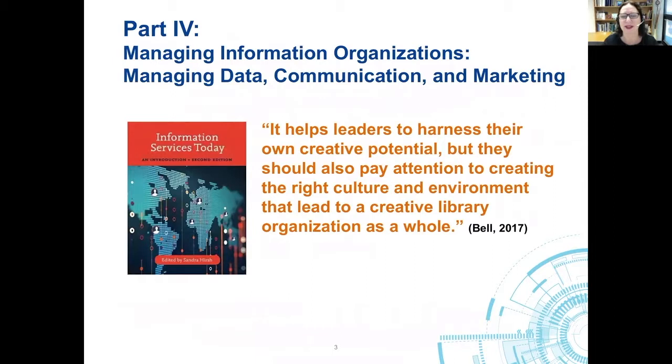Stephen Bell stated that it's important for leaders to harness their own creative potential, but they should also pay attention to creating the right culture and environment that leads to a creative library organization as a whole.